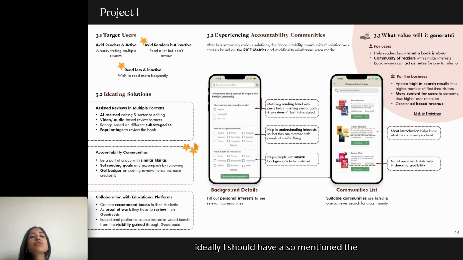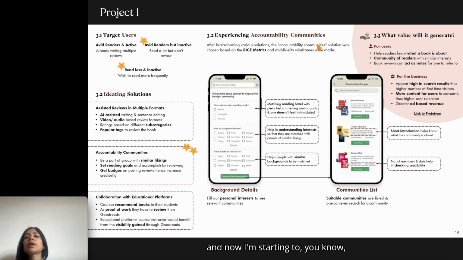Now, ideally, I should have also mentioned the reasons of why I went ahead with one solution over the other, but probably because of the limited space that we had, I had not gone into that much detail. But if I were to do it now, I would add a sentence or two as to why I chose the accountability communities aspect for going ahead in this project. Then, here I have briefly mentioned that I did this analysis based on the RICE metrics, but this could have been elaborated a little more.